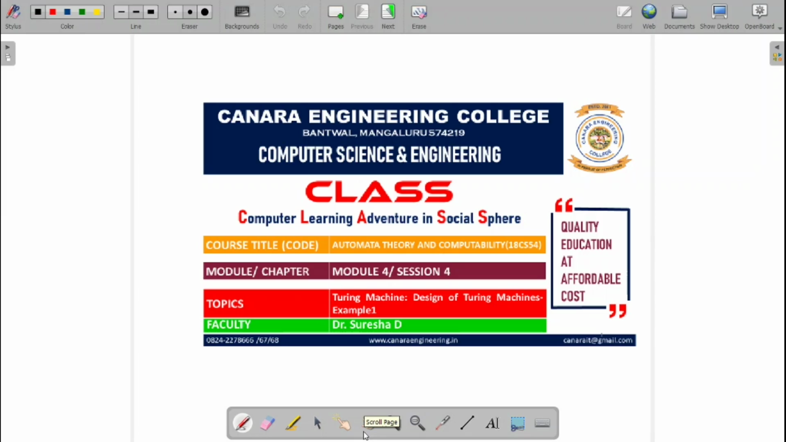Dear students, let us continue our learning on the course Automata Theory and Computability. We are in the fourth session of module 4. In the first three sessions, we learned the decidable languages, and then we learned the architecture of the Turing machine. Then we have seen some examples of the Turing machine.